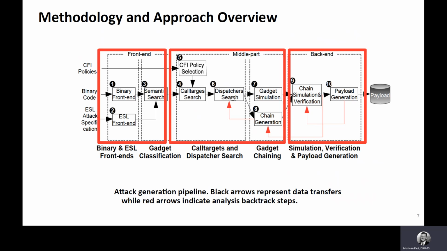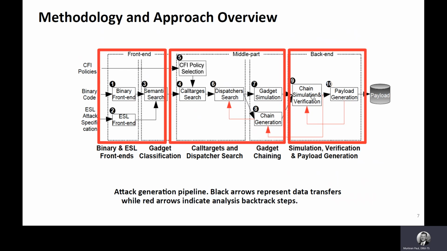Dispatchers are places from where functions are called. So for example, an object is calling a virtual function. These are dispatchers. Then we do so-called gadget simulation, where we simulate what the gadget actually does in memory. And then at the same time, we build this chain of gadgets as we do this. And then at the same time, we backtrack and we search for other dispatchers.